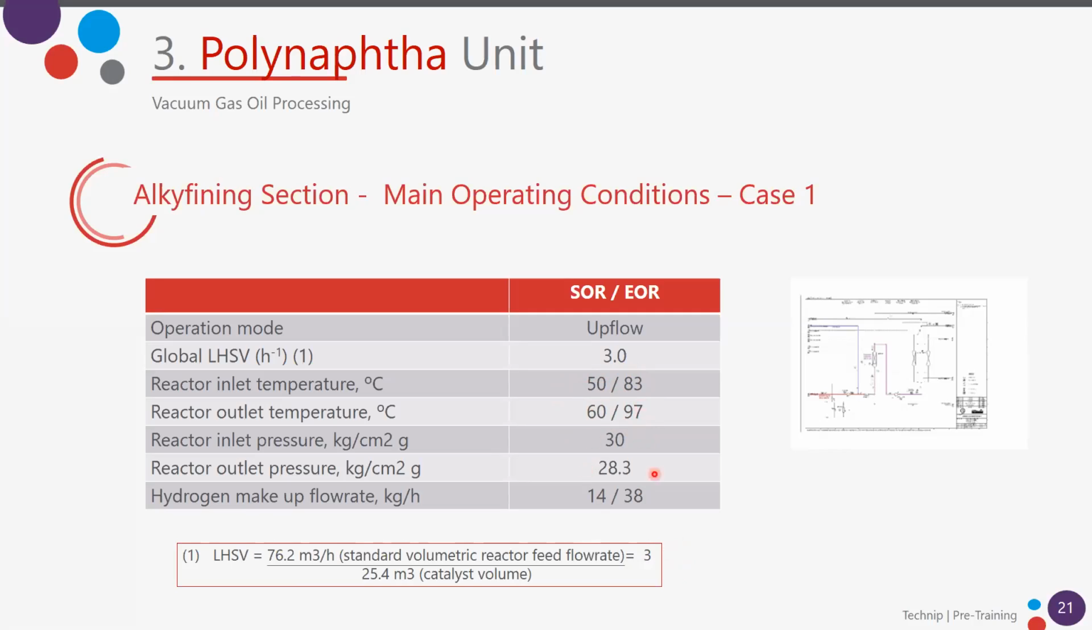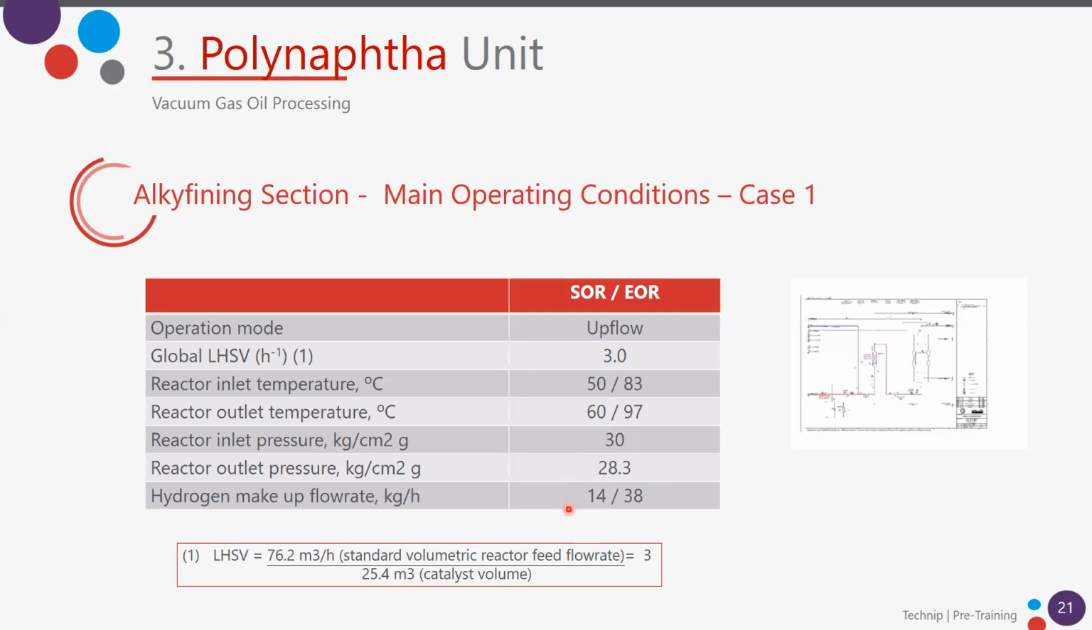And we are working at this temperature, at this pressure, more or less. We have at the inlet of the reactor 30 kilograms per square centimeter gauge, and at the outlet of the reactor 28.3. This hydrogen makeup flow rate, we have at the start of run condition 14.